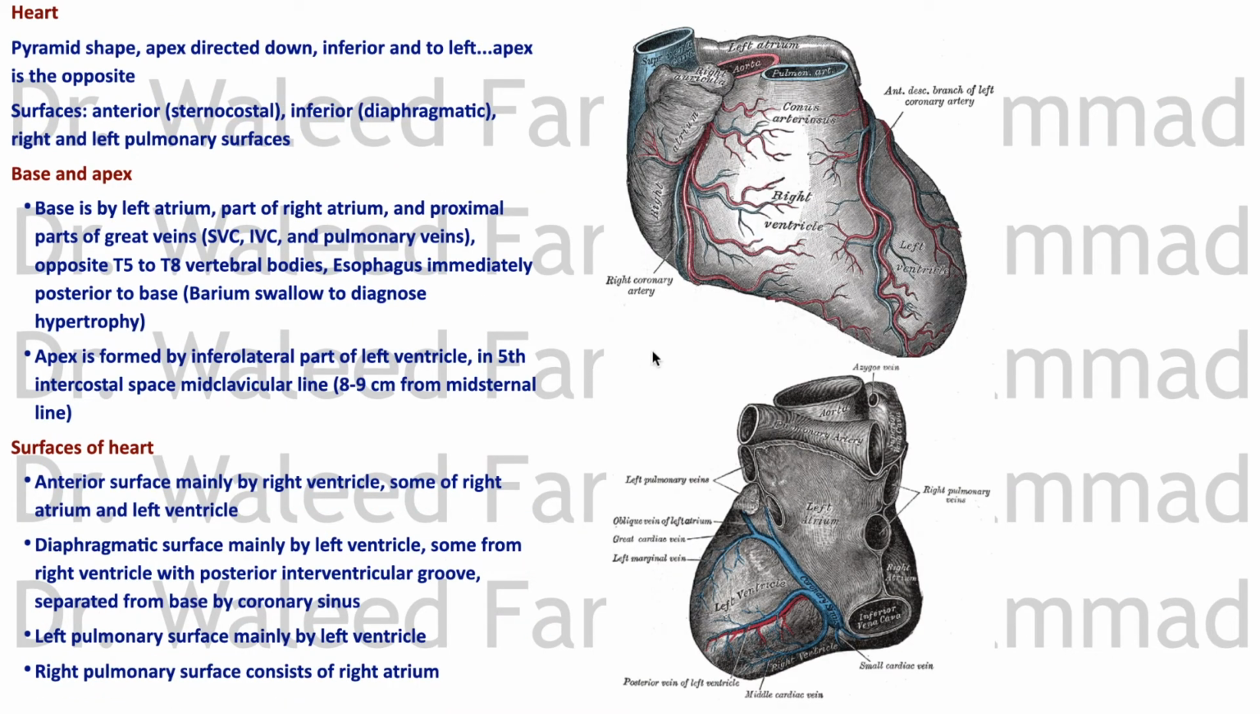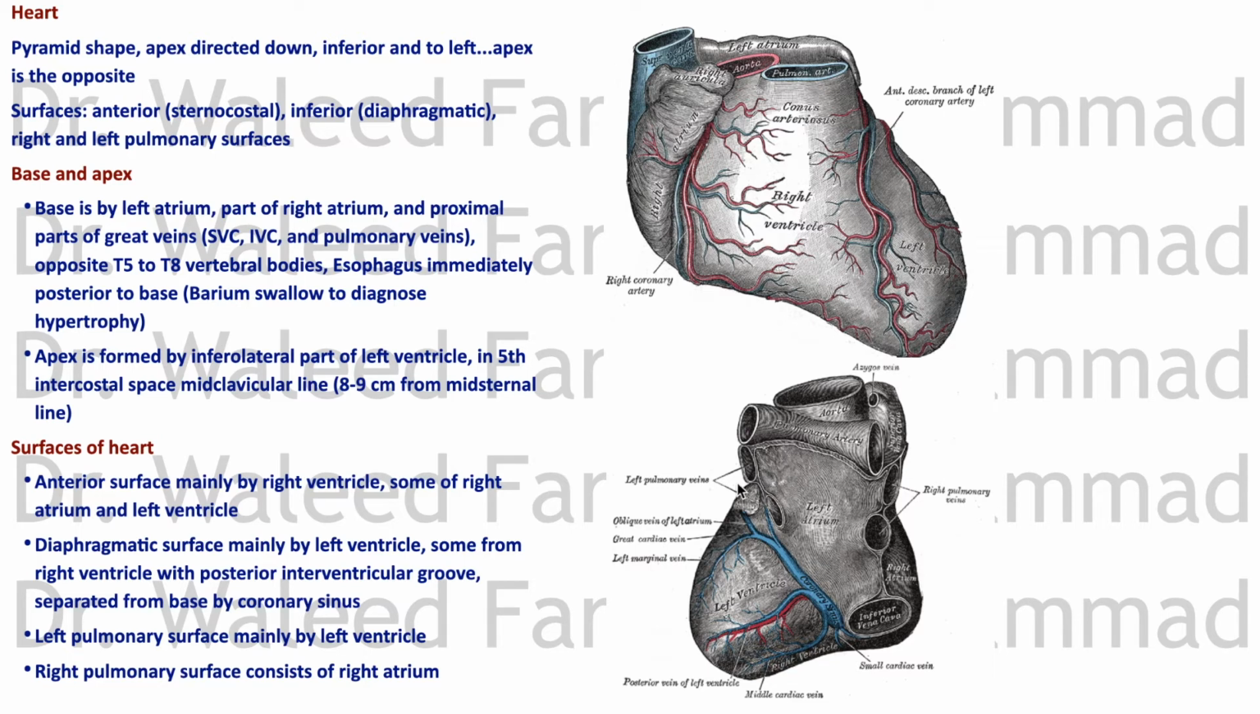The heart itself is a pyramid in shape. It has an apex. It has a base posteriorly. The base is formed by the left atrium mainly, and the apex is formed by the left ventricle. It has an anterior surface, sternocostal surface, inferior diaphragmatic surface, and right and left pulmonary surfaces, as you can see here. The base, this is the base of the heart, formed mainly by the left atrium.